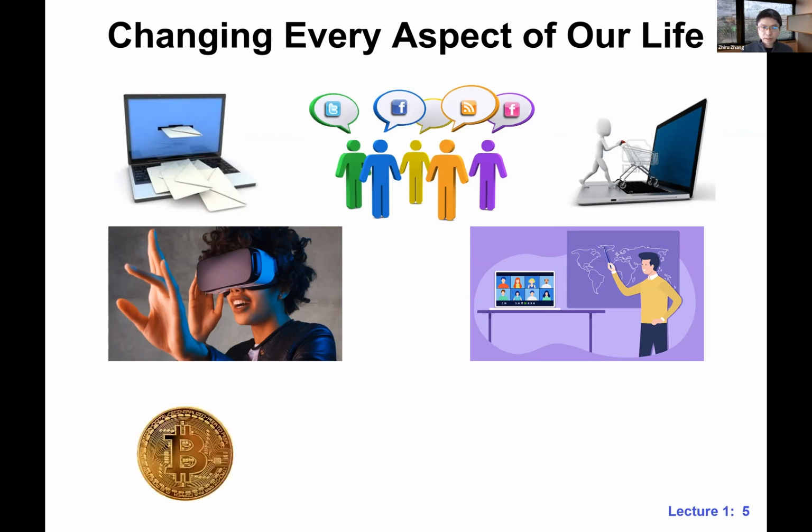How about this one? Anyone recognize this one? This is the so-called Bitcoin. This one became a huge buzz recently. But Bitcoin is not just about digitizing the payment system. It's actually more than that. It's digitizing the entire currency system. That's why this thing became so interesting, and there's so much hype around it.